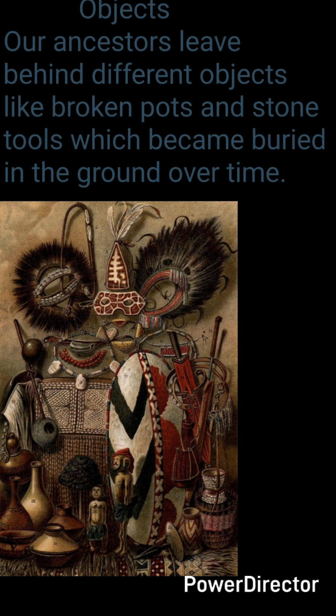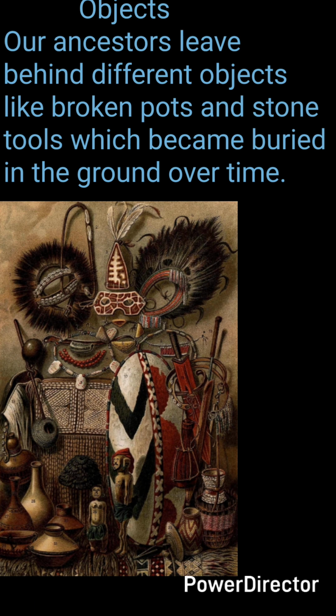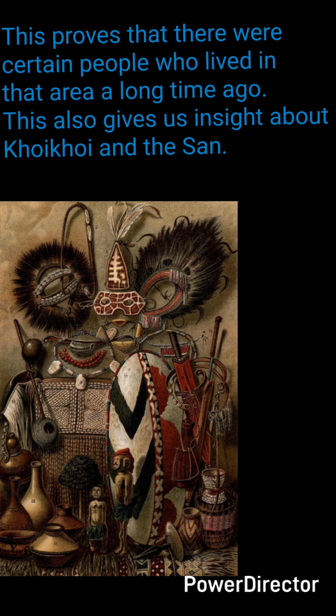We're going to our second component of how we found out about hunter-gatherers and herders in South Africa. Our second component is objects. Our ancestors left behind different objects like broken pots and stone tools which became buried in the ground over a period of time. This proves that there were certain people who lived in that era a long time ago. This also gives us insight about the Khoikhoi and the San.